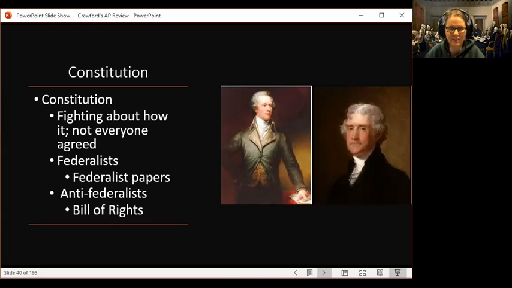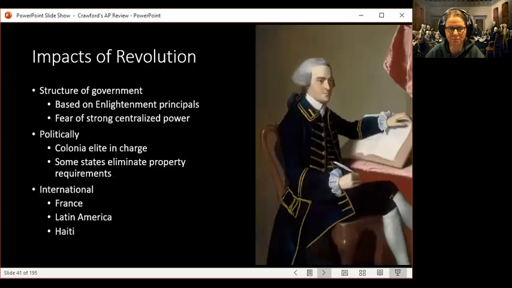And because of that, we get the first 10 amendments to the Constitution almost immediately, and they form our Bill of Rights. So that's where the first 10 come from. What are the impacts of the revolution? Okay. So the American Revolution's democratic and Republican ideals inspired new experiments with different forms of government.